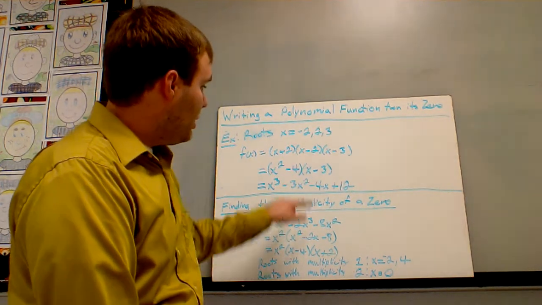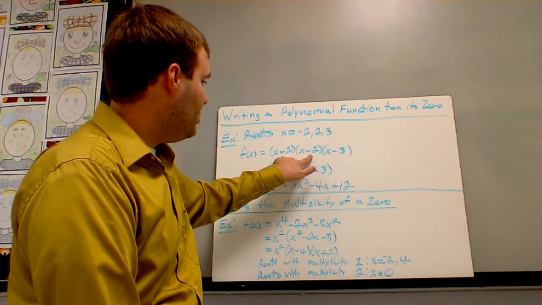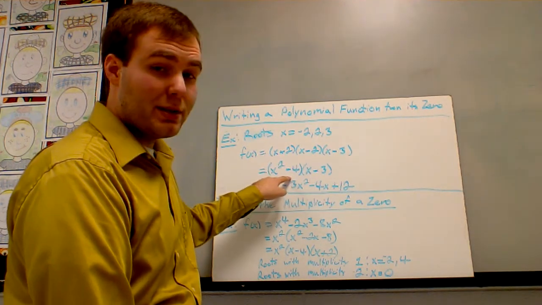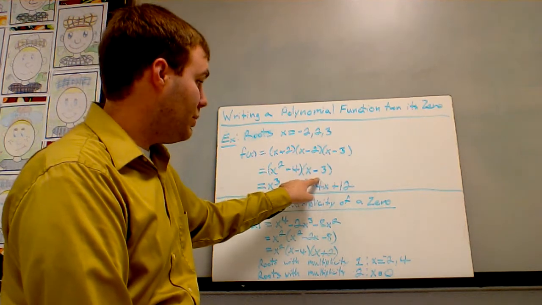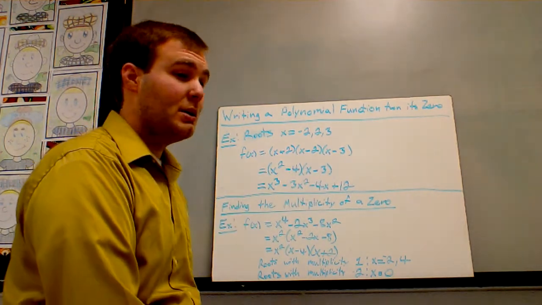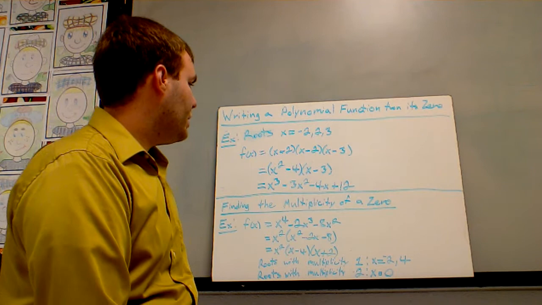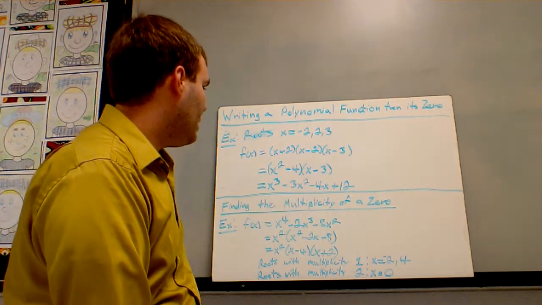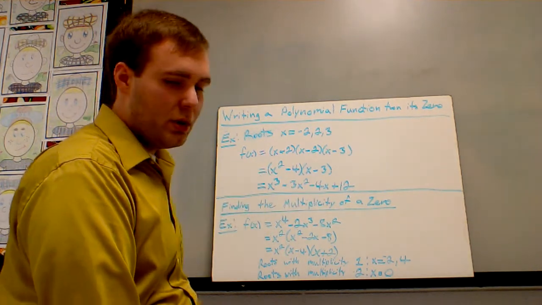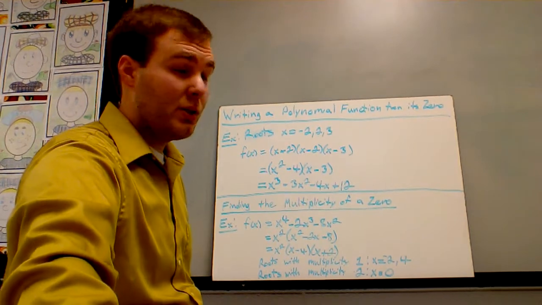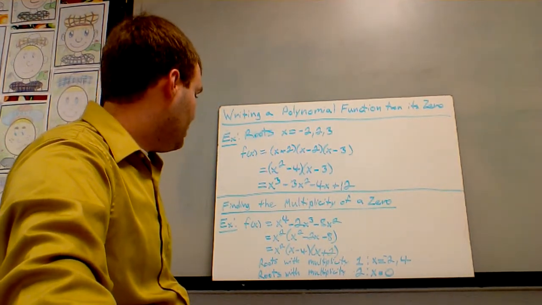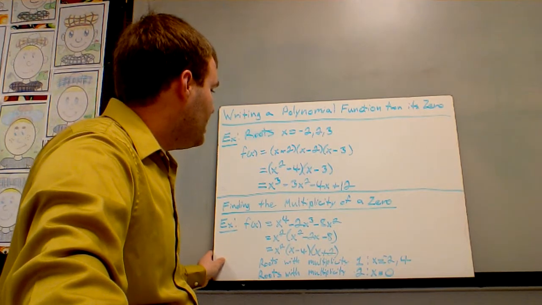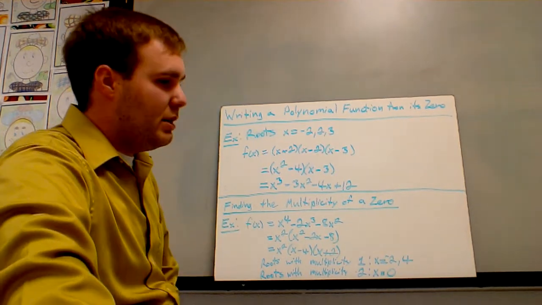So if I FOIL these first two, I'm going to notice that all I get is x squared minus 4 times what I had left over that I didn't do anything with, which is x minus 3. From there, I'm just going to multiply that back out, and this is what I get from it. So you can sit here and check the math on that just to get used to it, but nothing too hard there. The other thing is we're finding the multiplicity of a 0.